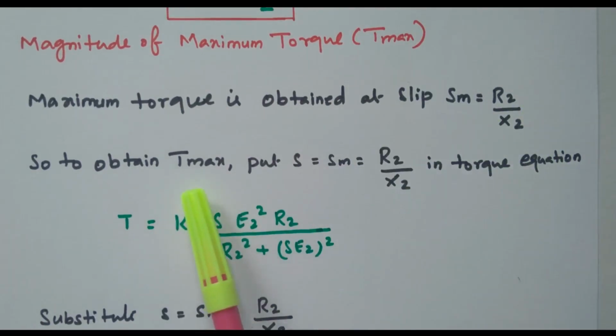In the torque equation, if you put S equal to Sm equal to R2 by X2, we will get the expression for the maximum magnitude of the maximum torque, right. The normal torque equation is T equal to K into S E2 square R2 divided by R2 square plus S X2 square. In this, S is replaced by Sm, that is equal to R2 by X2, so that we will get the maximum torque, right.